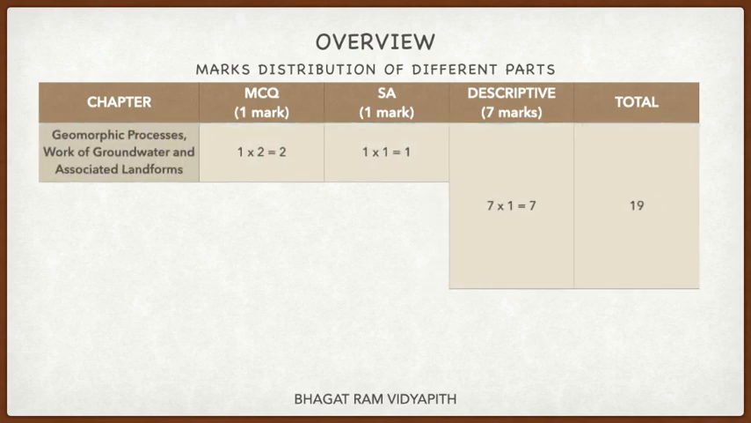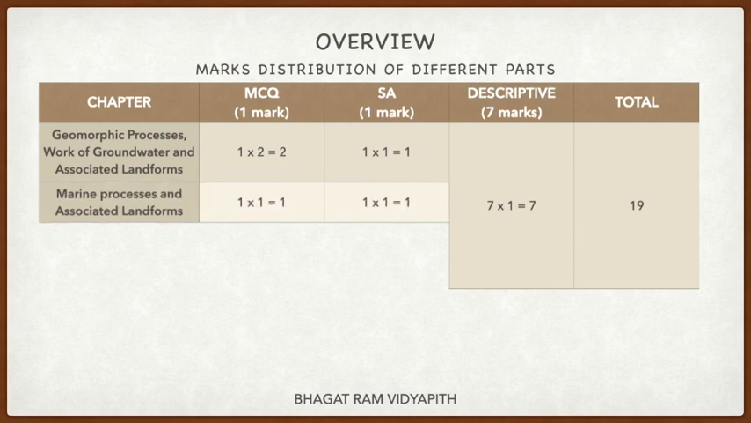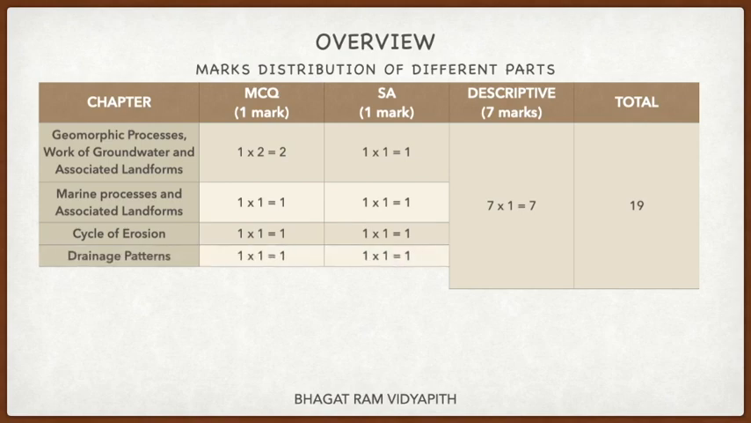From geomorphic processes, work of groundwater and associated landforms, we can expect 2 MCQs and 1 short answer type question. From marine processes and associated landforms, we can expect 1 MCQ and 1 short answer type question. From cycle of erosion, 1 MCQ and 1 short answer type question again. From drainage pattern, once again we have 1 MCQ and 1 short answer type question. And from soil, we have 2 MCQs and 1 short answer type question.